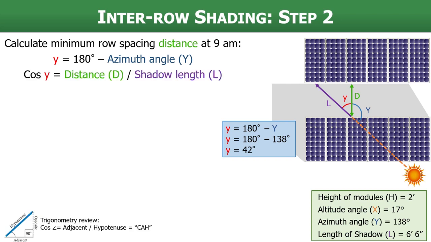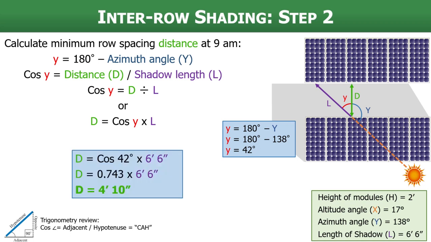Now we go back to trigonometry, and cosine is the adjacent leg of the triangle over the hypotenuse. Okay, so cosine small y equals distance between rows divided by that shadow length L. Well, we can solve for D. So D equals cosine small y times L shadow length. We can plug in our numbers.